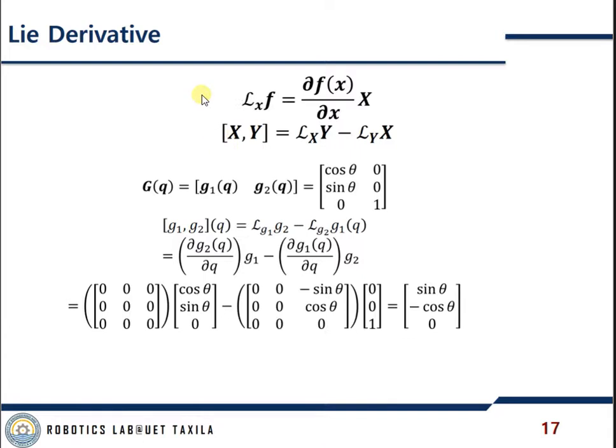Then we have the Lie bracket, where we have two vector fields, x and y, and the Lie bracket is defined in this way. Take the Lie derivative of y with respect to x, minus the Lie derivative of x with respect to y. That's how we calculate it. So let me begin with an example. This is a vector field G1 and G2, described in a matrix G: cos theta, sin theta, 0, and 0, 0, and 1. So G1 is this one, and G2 is this one.